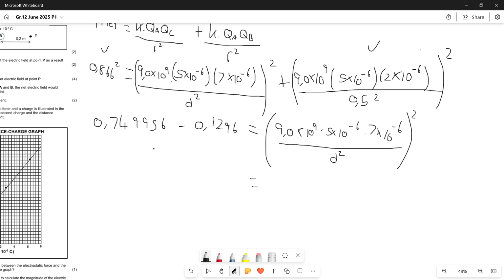Okay, so we can just go ahead and simplify the left side. 0,749956 minus 0,1296 is 0,620356. We don't round at this stage, we only round right at the end. And then on this right side over here, considering there's a variable that we have in here, that is the reason we couldn't drop the square initially.